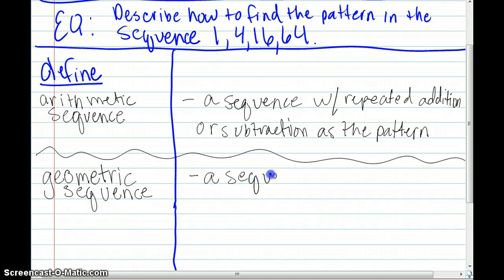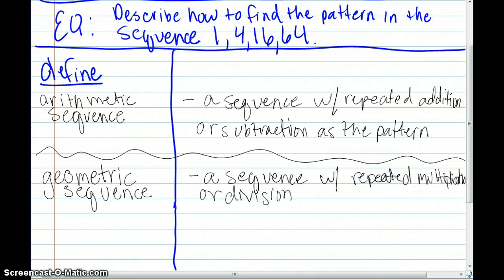So it's a sequence with, and that's just shorthand for with, a W and a slash. Alright, so geometric sequence is a sequence with repeated multiplication or division.